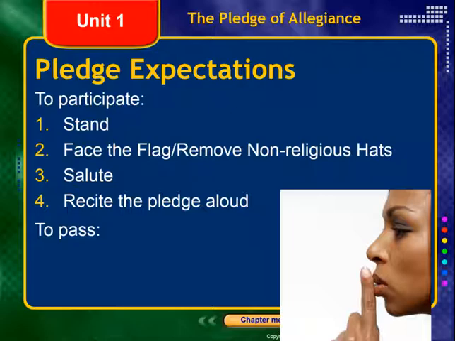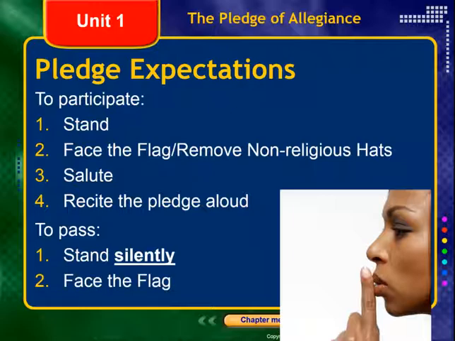But in order to pass, there is a specific way that you do this respectfully. First, you still are required to stand. You still are required to face the flag because, if you remember a previous slide, neither of these things constitute allegiance. They simply show respect. And all things deserve respect. The difference here is you do not salute, right? You do not salute. Or recite, obviously.